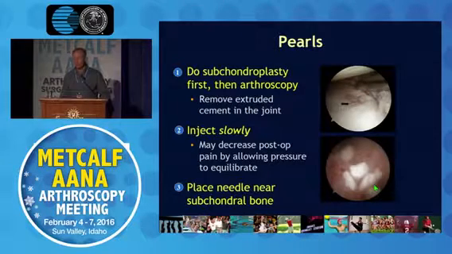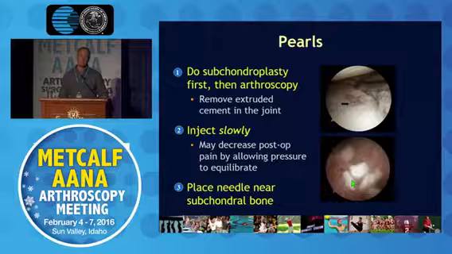But there are some pearls to doing this, which I have learned the hard way of experimenting with this technique. Number one, consider, as I was talking about before, doing the subchondroplasty first. Because these really are subchondral fractures that we hear our radiologists talk about all the time. And you can actually prove that by injecting the cement below in the trabecula, and it actually comes out of the articular surface, and the cement then collects in the joint.